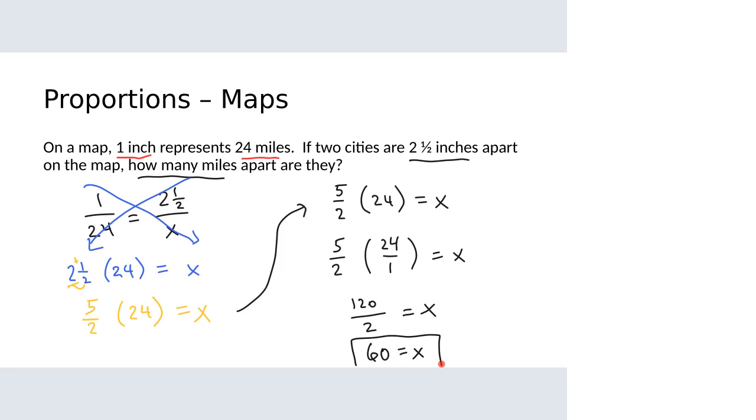Like I said, you're welcome to do it with decimals if you want to, but I want to make sure that you see it done with fractions just so those fraction operations stay fresh in your head. I'm going to have you try one like this.